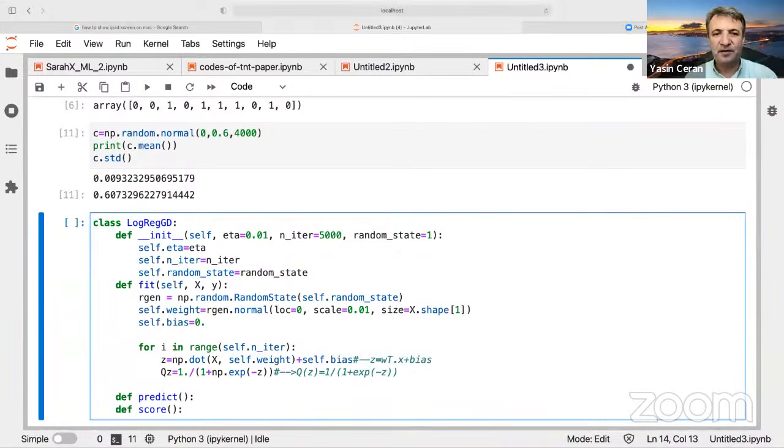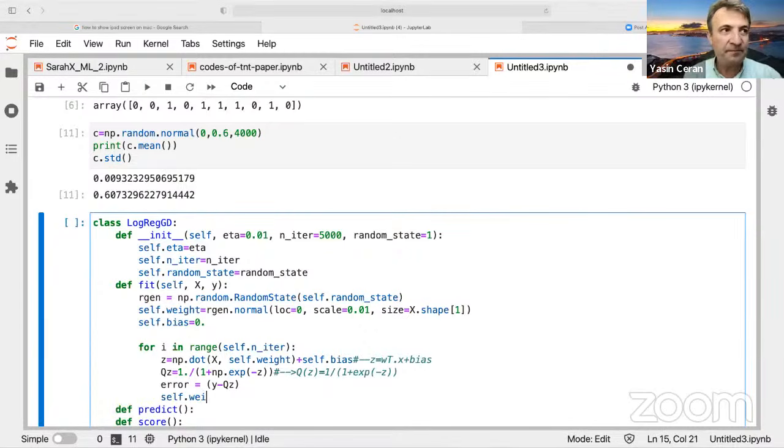Now it is time for us to update W's. For that, first of all, I need to find the error term. Remember, error is the difference between y, which is the true target value, and phi of z. Phi of z is the probability, remember. That is the error term. All right, I found the error. Next, I'm going to use this error to update my W's.